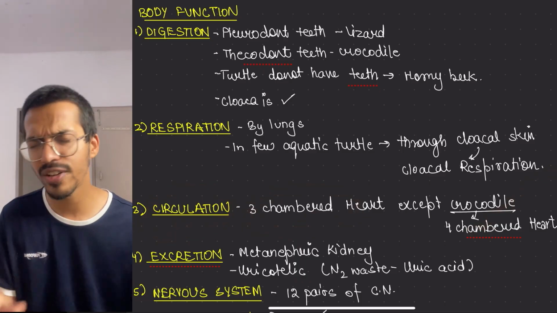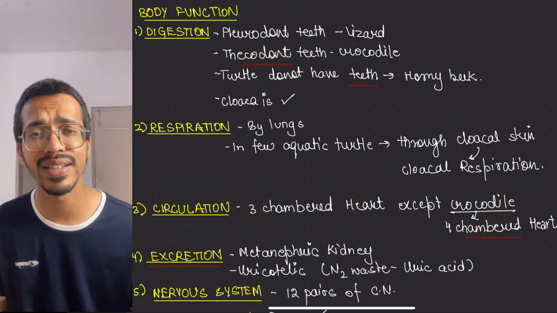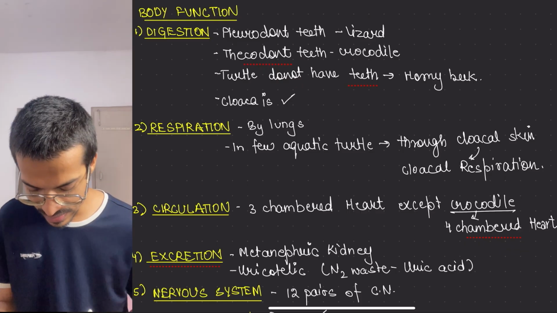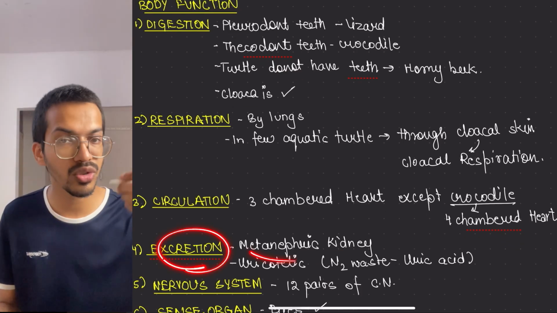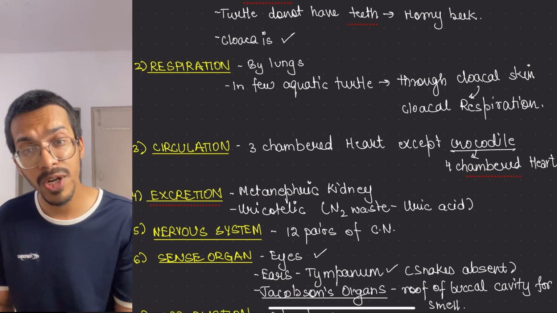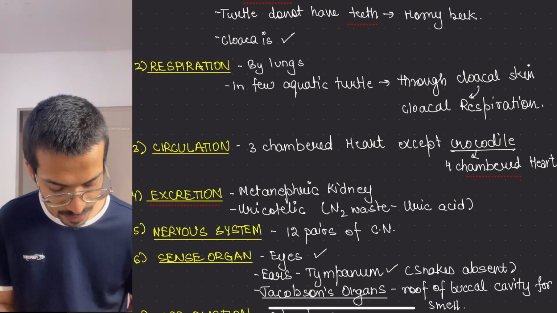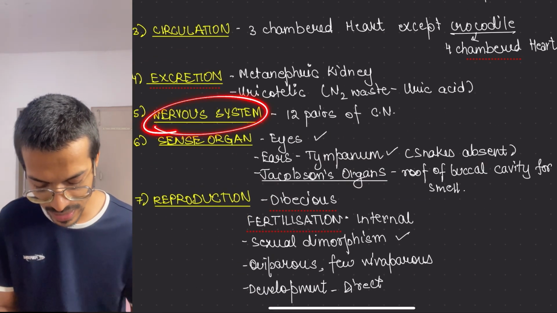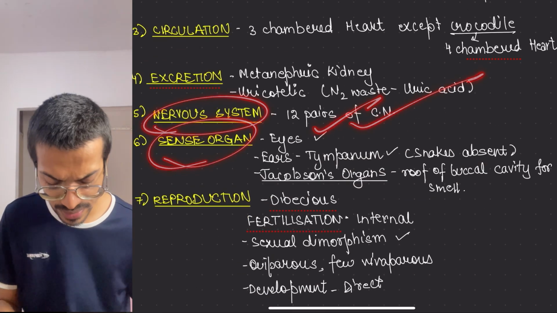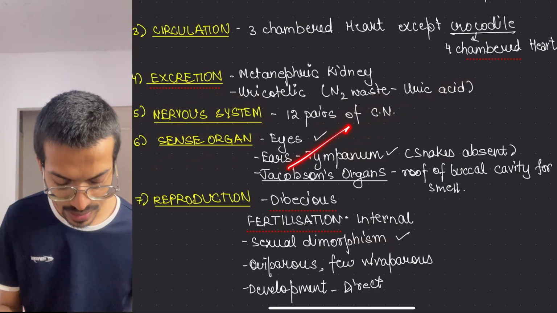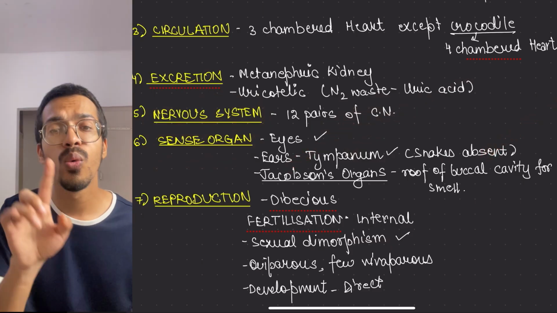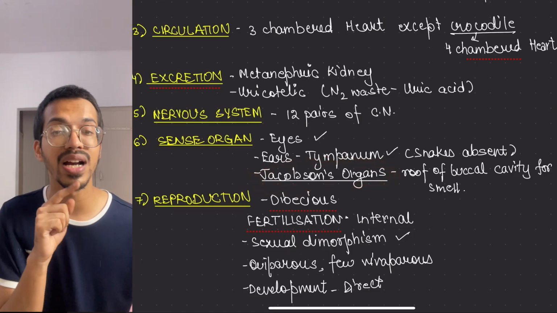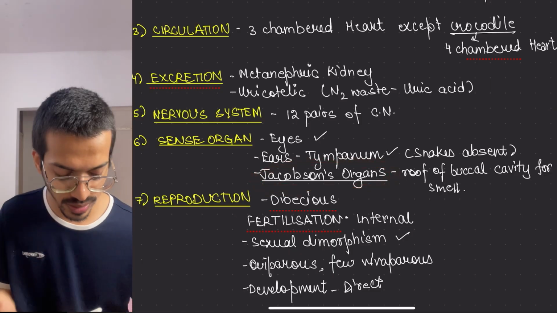It is a very favorite question of all examiners in NEET or in academic examinations, so remember it. Then excretion is by metanephric kidneys. We have already seen that those which are amniotic have metanephric kidneys. They are uricotelic, with nitrogenous waste as uric acid. Nervous system: 12 pairs of cranial nerves. Sensory organs: eye, and the ear has a tympanic membrane, though snakes don't have it. One important thing is the Jacobson's organ, present at the roof of the buccal cavity, which helps in smell.